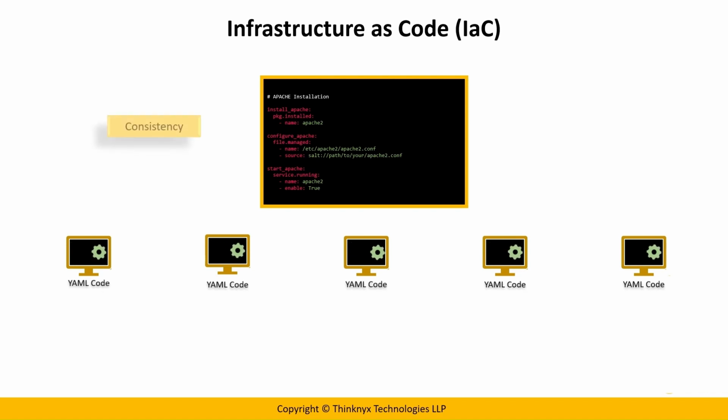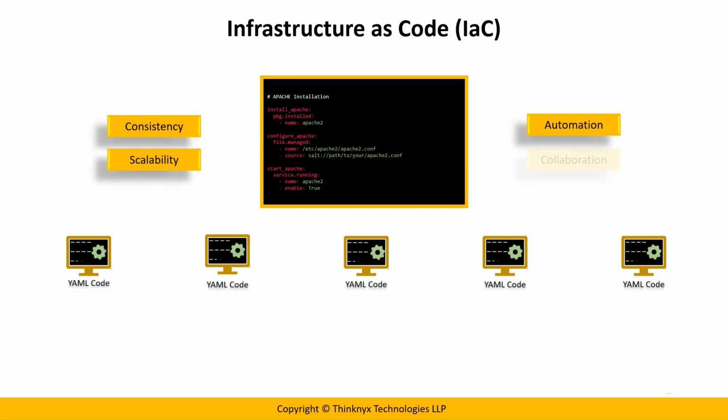It brings consistency by enabling us to define and replicate infrastructure configurations consistently across different environments. Automation is a key advantage, as IaC automates the deployment and configuration processes, reducing manual effort and the risk of errors. Additionally, IaC enhances scalability and promotes collaboration among teams.